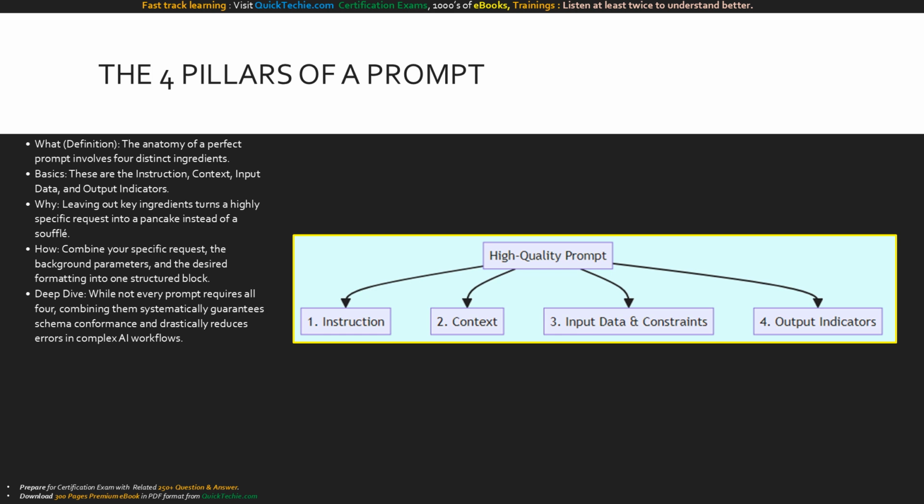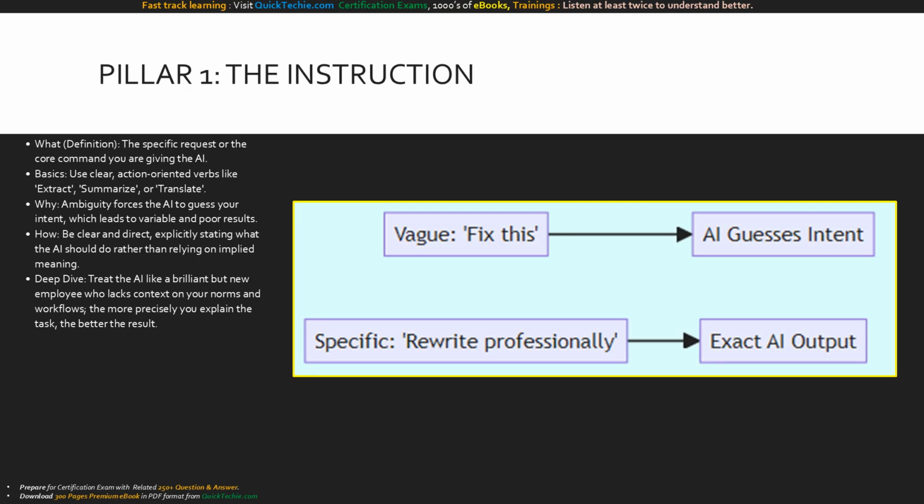This flowchart breaks down the prompt into its four essential pillars. Think of the instruction as the engine, the context as the steering wheel, input data as the fuel, and output indicators as your dashboard. Let's zoom in on the first component, the instruction or the specific request.